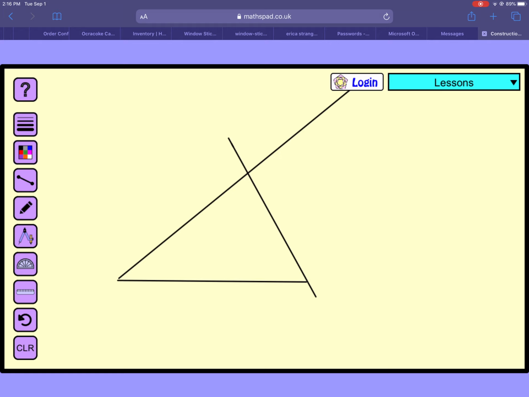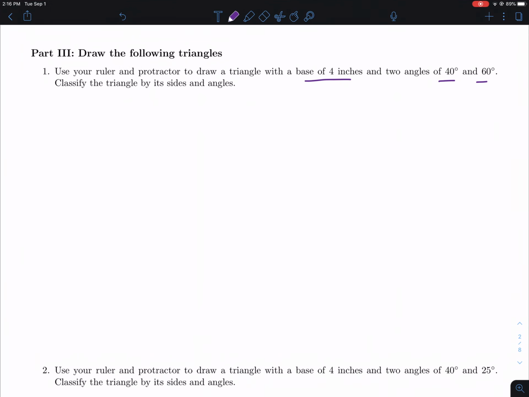So my triangle that's left over in that case should be, from our triangle rule, 40 plus 60 is 100. So it should be an 80-degree angle. And so it looks like we've got a nice acute triangle in this case. So let me go back. Classify the triangle by its sides and angles. In this case, our extra angle would be 80 degrees. So that means all three angles are acute. So this is going to be an acute triangle.